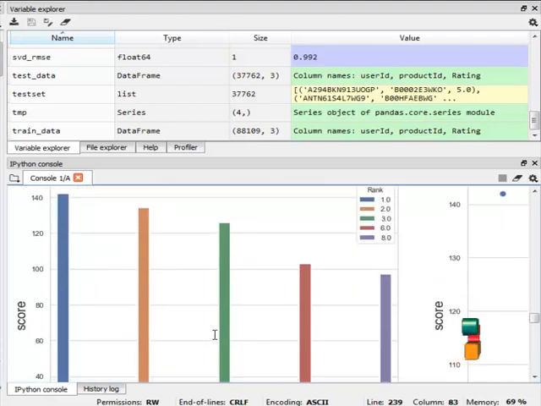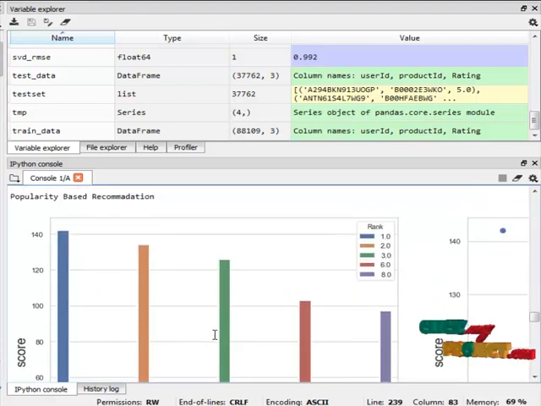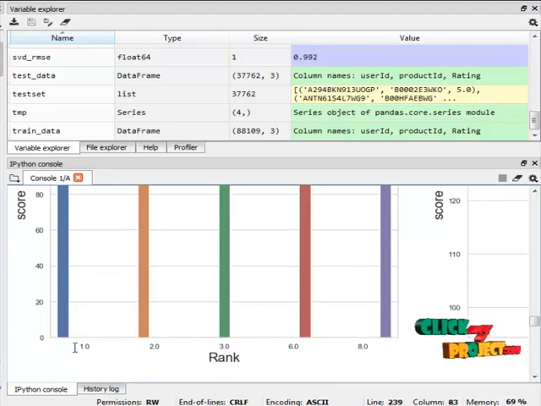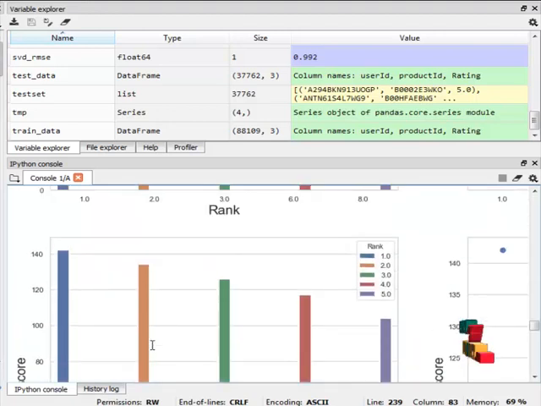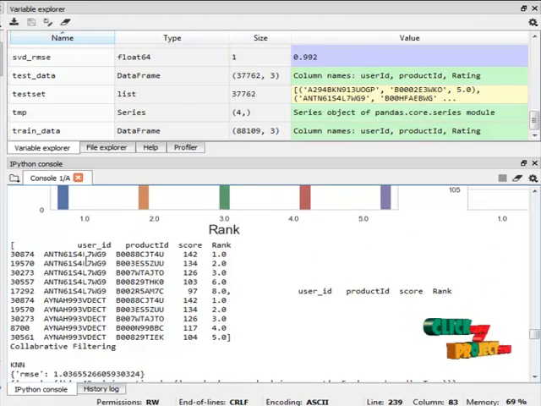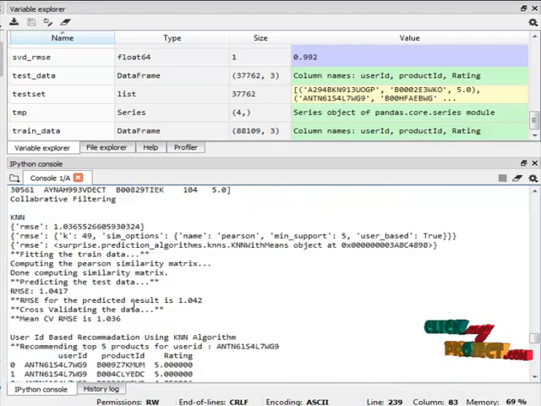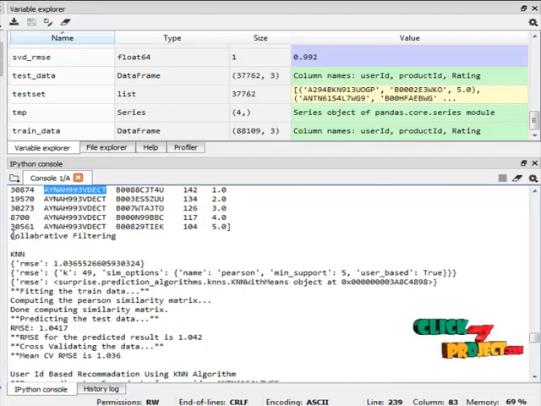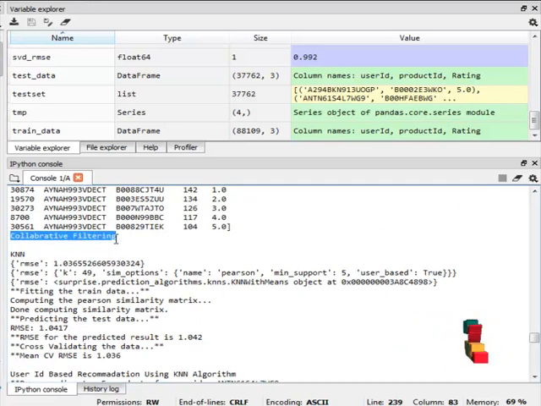And this is the popularity based recommendation, like users ranking products for 2 user IDs. And in that we have to use 2 user IDs, like ANTN661S4L7WG9, and also this another user ID. In that we show the top 5 product recommendation based on the user ID. And in that we have to apply the collaborative filtering. In collaborative filtering we are using KNN algorithm and SVD algorithm.